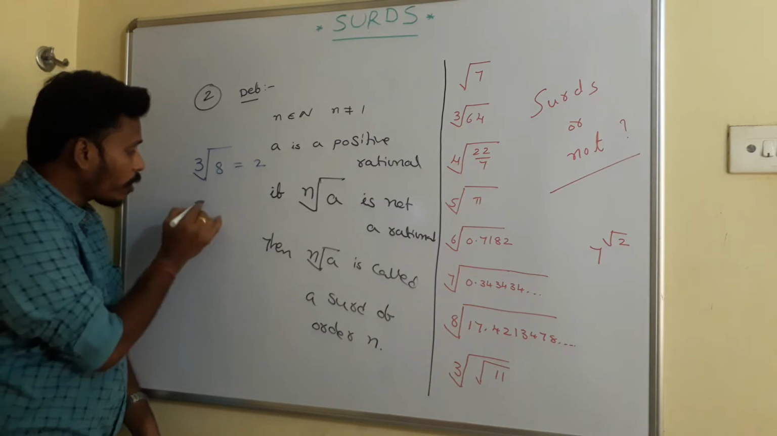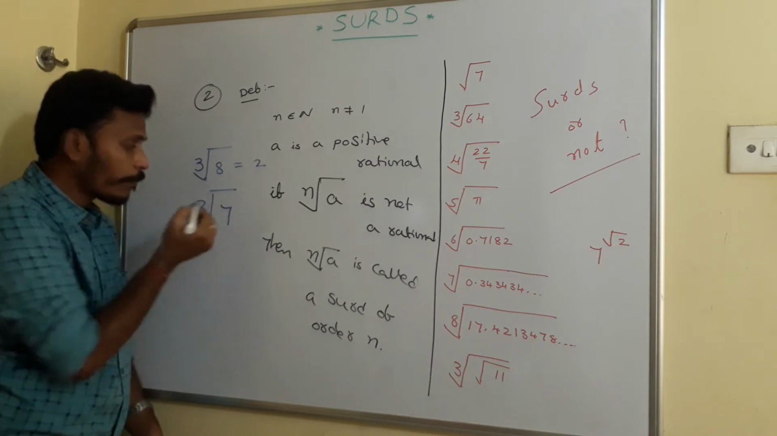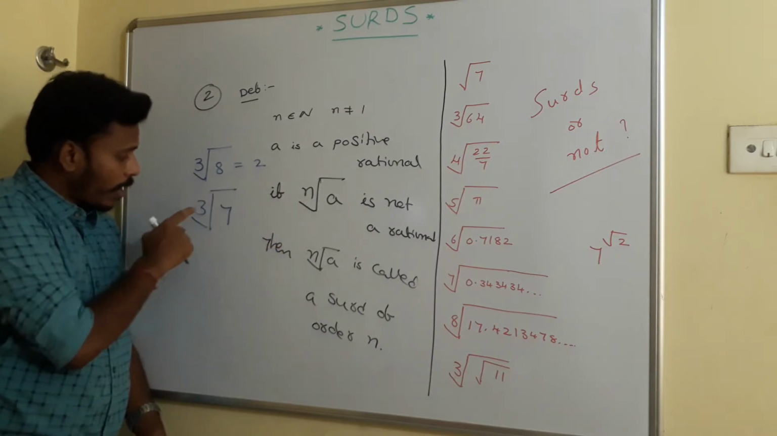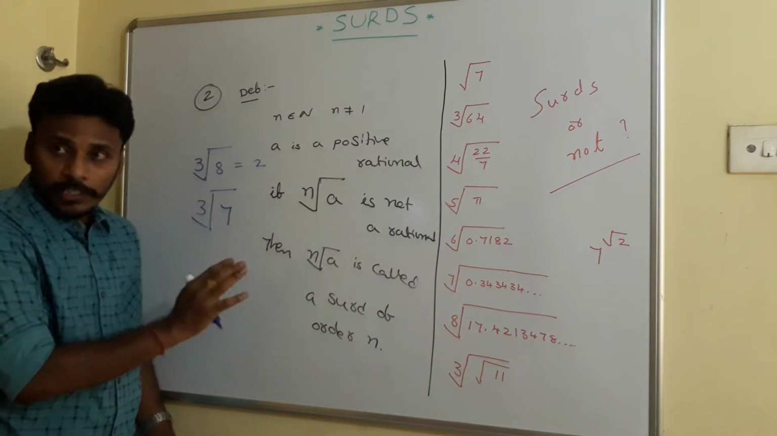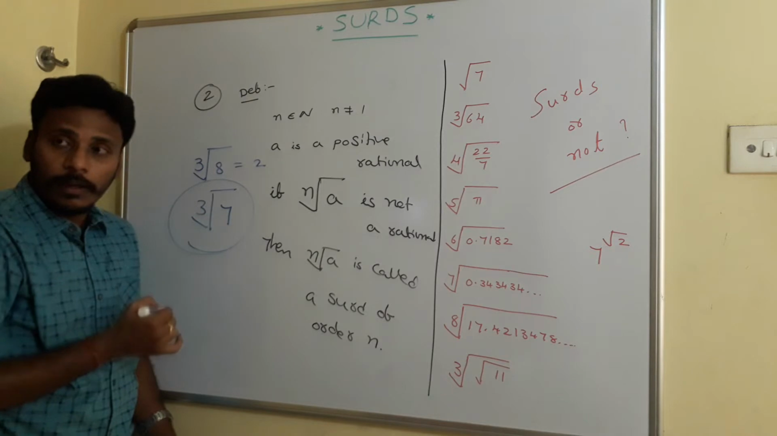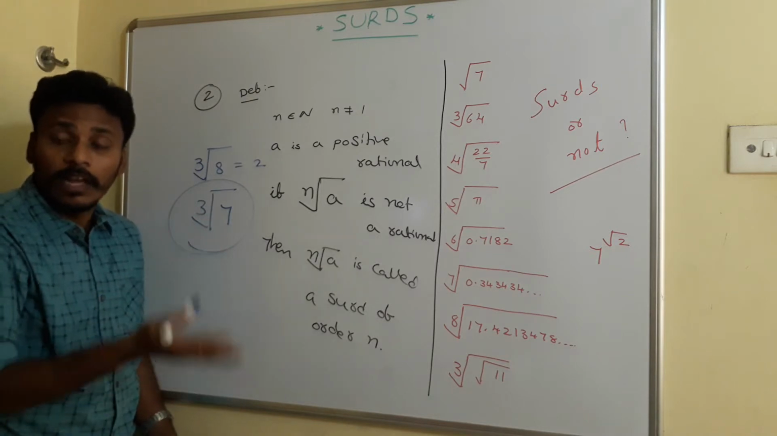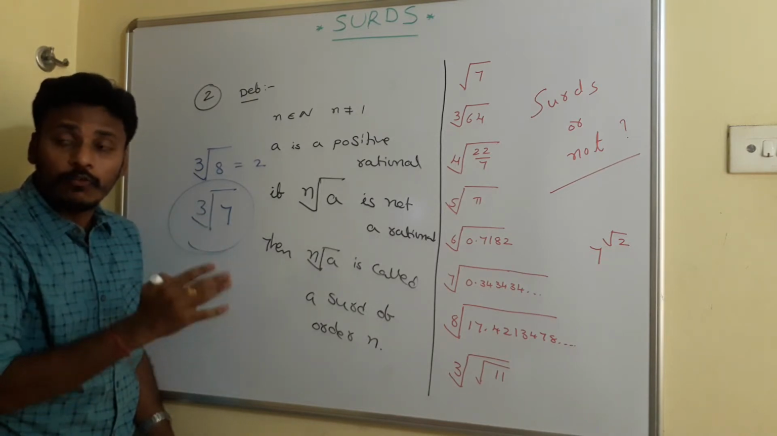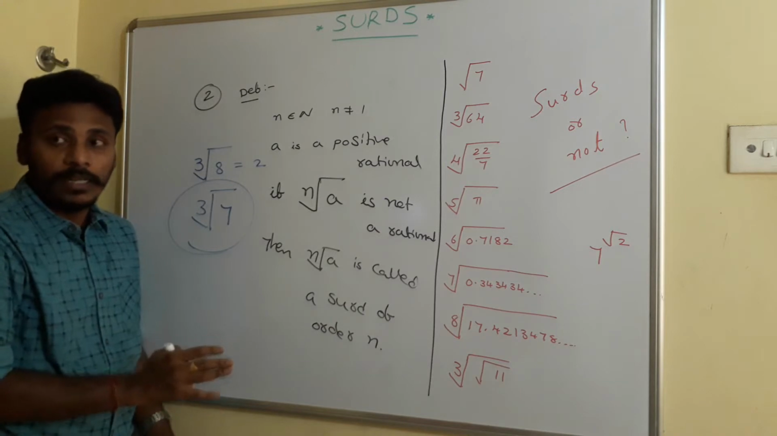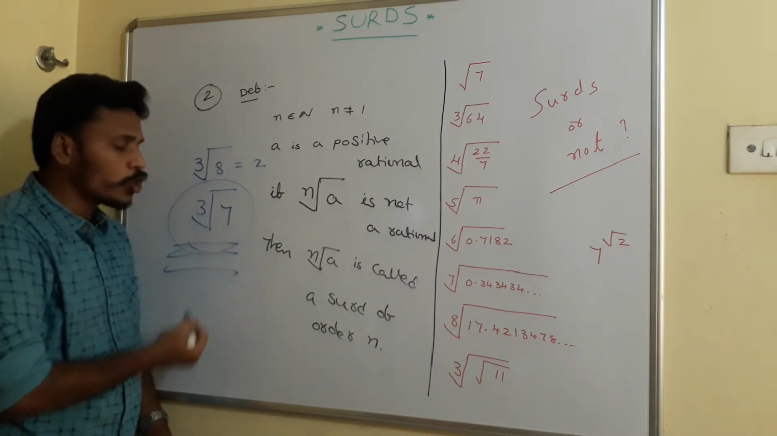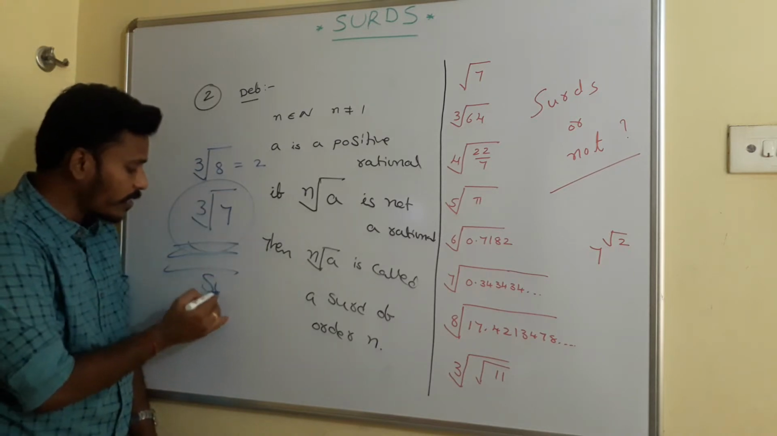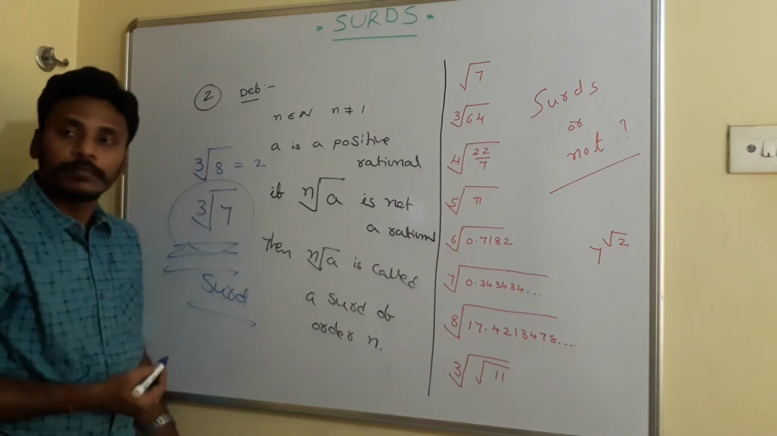Now, if you think about the cube root of 7, n is a natural number not equal to 1, and 7 is a positive rational number, but the cube root of 7 is not a rational number. We don't have any specific value for the cube root of 7. Since it is not rational, the cube root of 7 is called a surd. So this is an example of a surd.